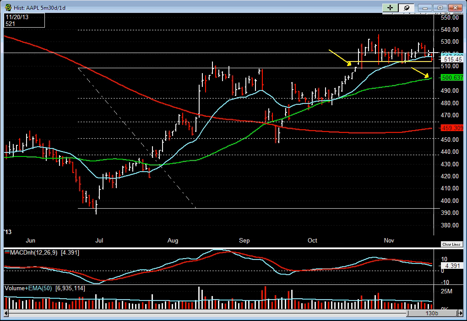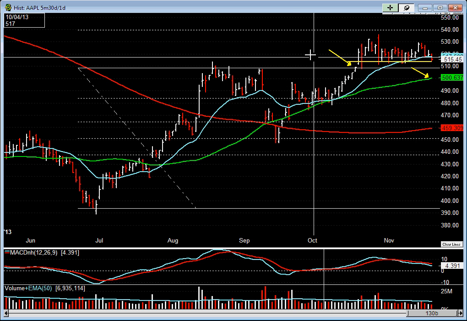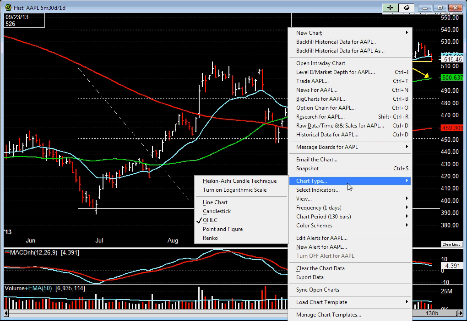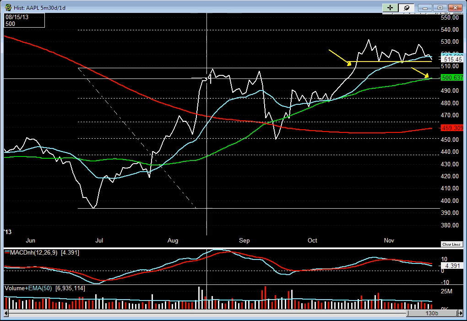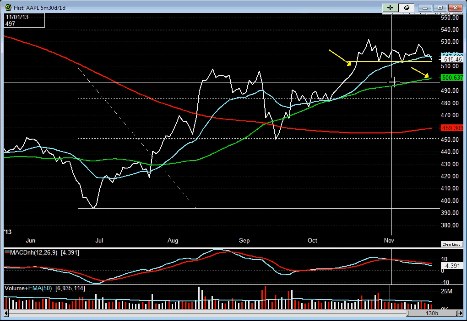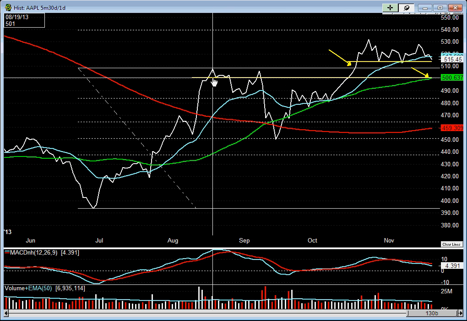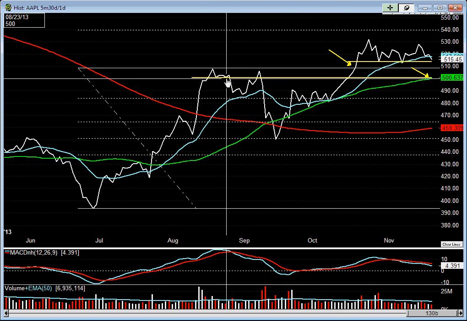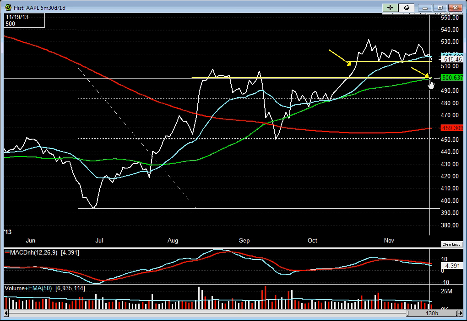Now again, we're not just trading off of the moving average. If we go back to the line chart again, you can see that in terms of context, there is this 500 level here. There's a little bit of a sign of support here. In this price discovery, there seem to be buyers there. So we have to see if it could hold at this 500 level.